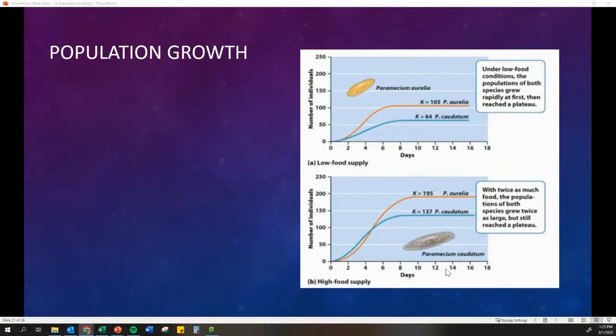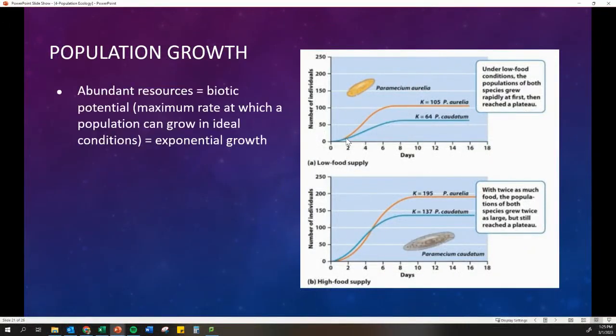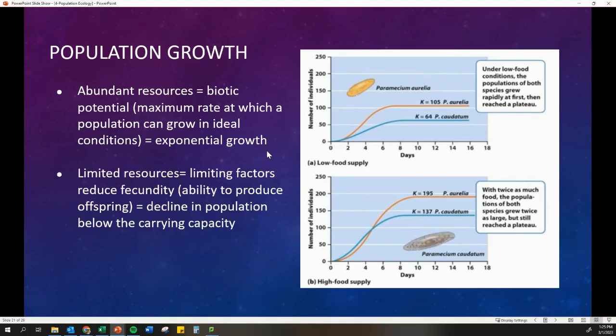Okay, so again, we have our two types of population growth. We have exponential growth, where we have abundant resources, so that biotic potential, the maximum rate at which the population can grow, is in ideal conditions. And then if we have limited resources, it's going to lower that and have our carrying capacity be declined.